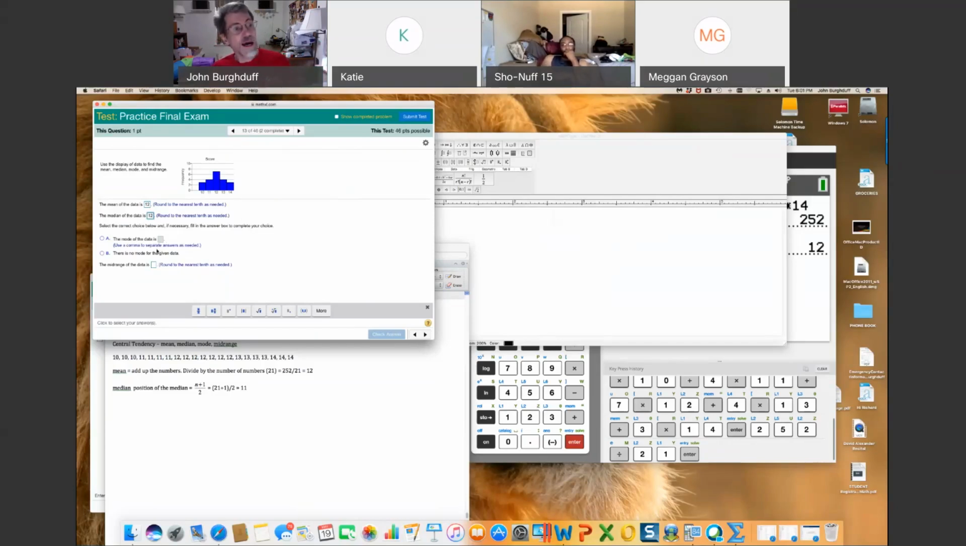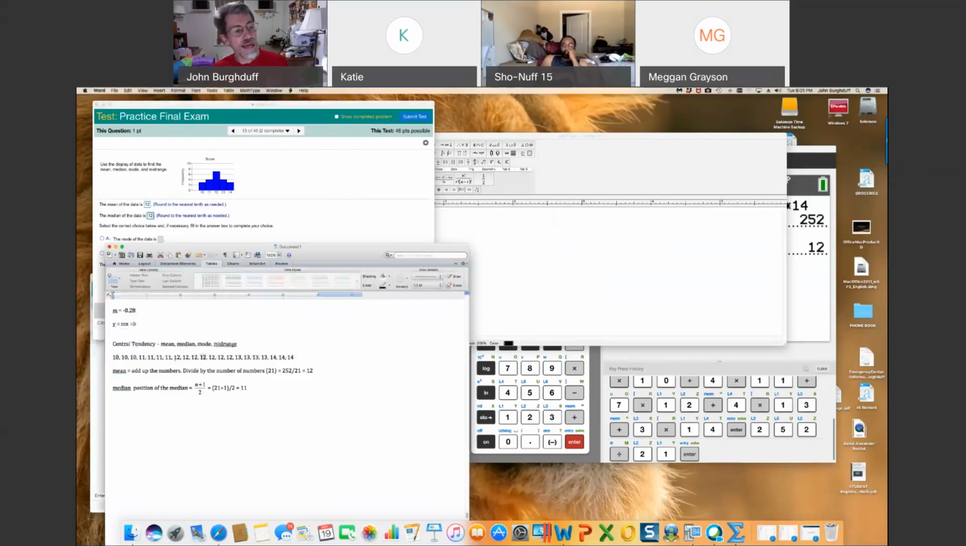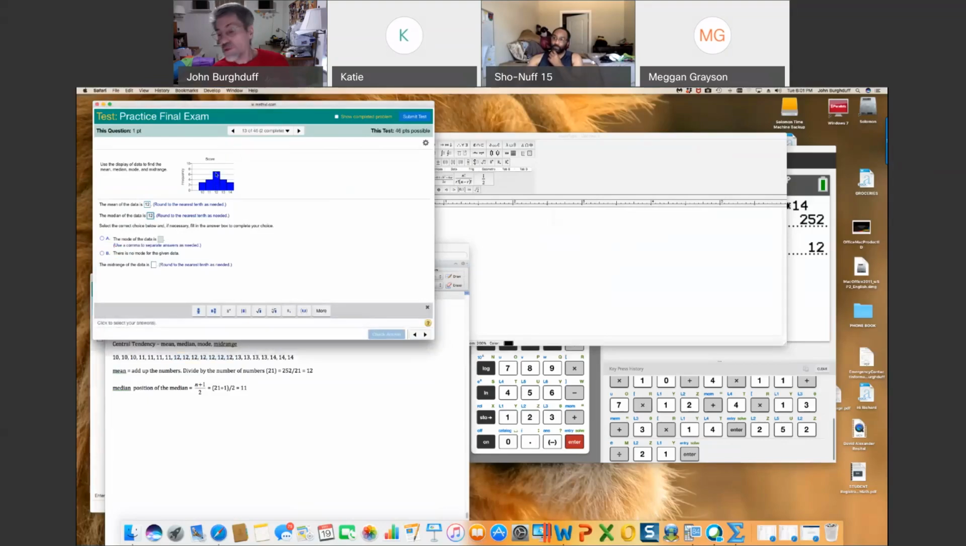Mode is the number that occurs most often. And mode is super easy to figure from a graph. You could look at your list and see which number occurs most often. That's pretty obviously a 12. But even in your graph, it's pretty obvious. It represents the highest bar. The highest bar represents the most number of entries. So the mode is going to be, once again, 12. Mean, median, mode. Mode is the number that occurs most often. Still okay?